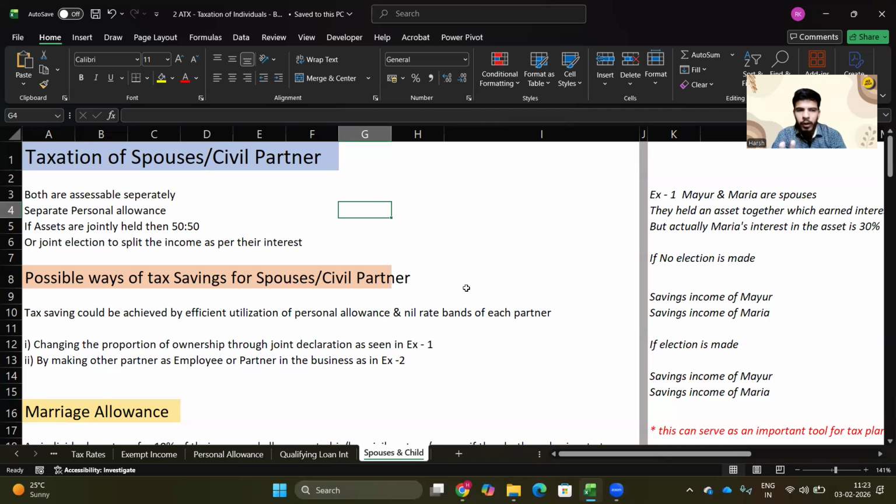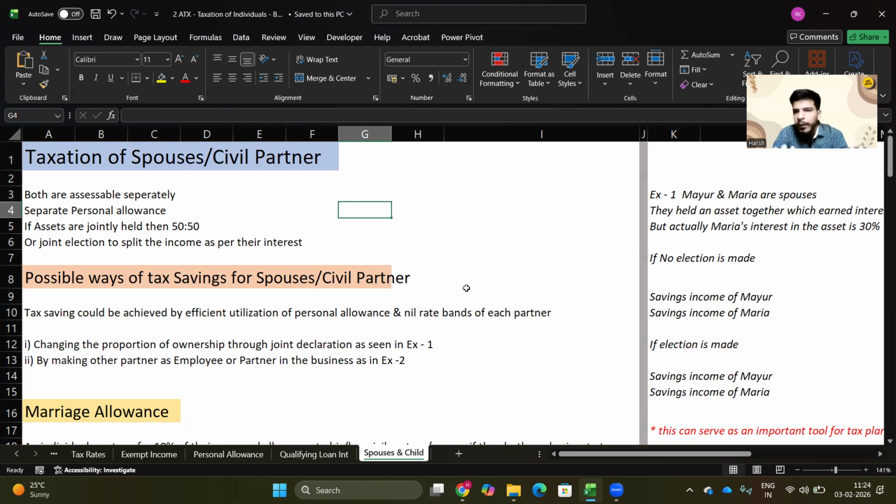Okay. So the income of both the partners is assessable separately. So if I have a partner, the partner would need to file a separate tax return. Partner in the sense my spouse, my civil partner. So I would be filing a separate income tax return, and she would be filing separately on her income. We both have separate personal allowances.